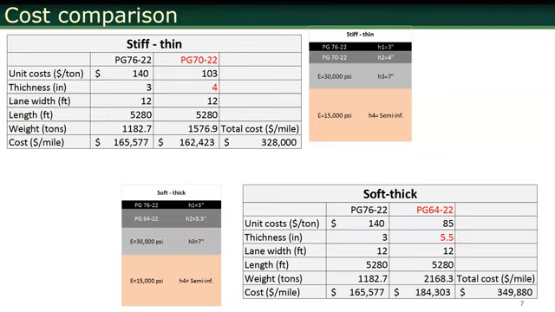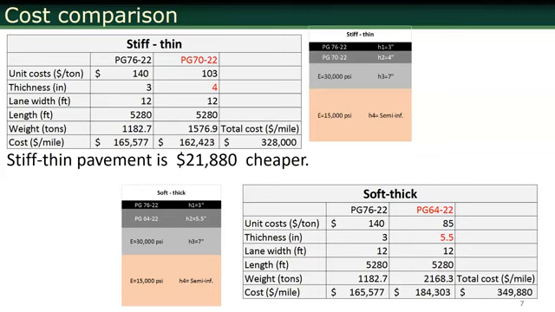$328,000. If you look at the soft but thicker pavement, even though the unit cost is significantly less, $85 per ton for this 64-22 mix, it's thicker. So if you do the math, if you calculate the amount of tons and then the amount of actual dollars, you'll see the stiff but thin pavement is cheaper, $20,000 cheaper. I don't know if it's significant, but cheaper, okay? So which one would you choose? I would choose this one. It's also a polymer modified binder.